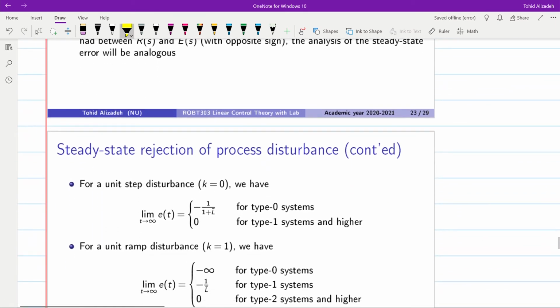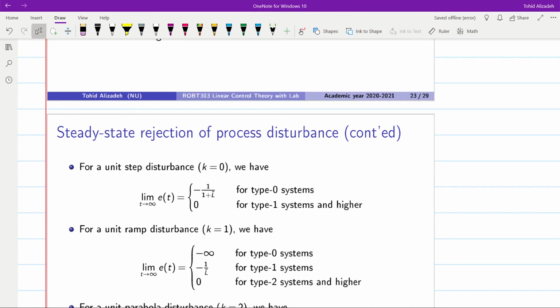Therefore, we can conclude our discussion over here. If we have a unit step disturbance with k equal to 0, the steady state error, which is the limit of E of t as t goes towards infinity, sometimes shown as ESS as well, will be obtained as minus 1 over 1 plus L tilde for a type 0 system. You should remember that in the case of type 0 systems, we don't have any pole at the origin. And it will be 0 for type 1 and higher type systems.